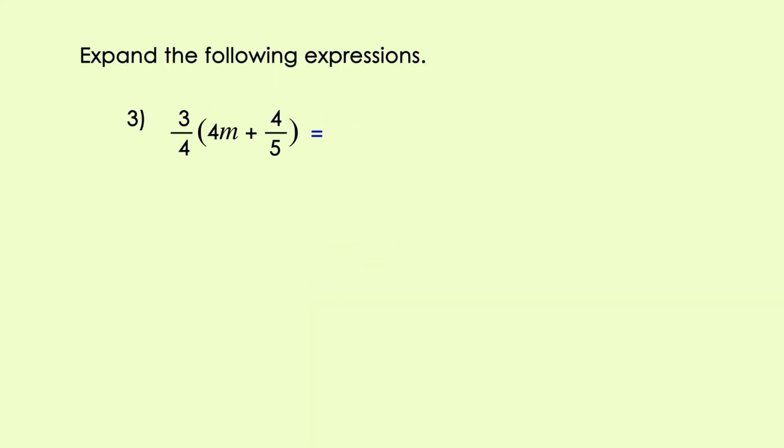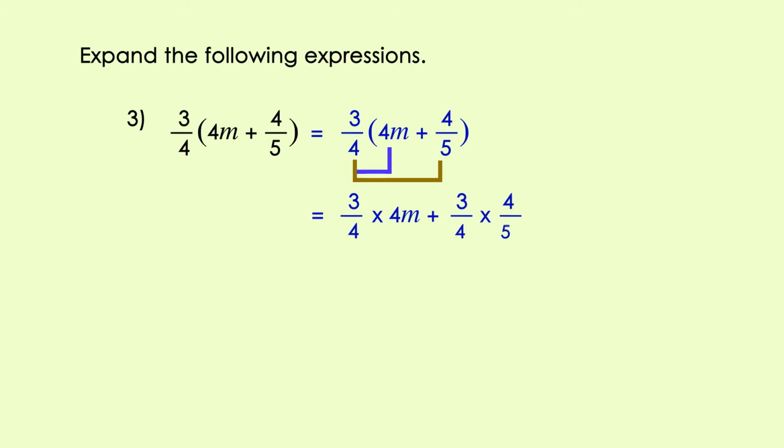Children, let us continue to our next question, which now involves fractions. Multiply the factor which is 3 over 4 with every term in the brackets. 3 over 4 times 4m and 3 over 4 times 4 over 5. Here, we can cancel out the 4. So, our answer is 3m. The next step is to multiply 3 over 4 times 4 over 5. So, the answer is 3m plus 3 over 5.